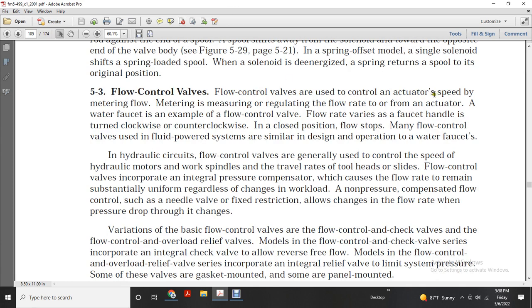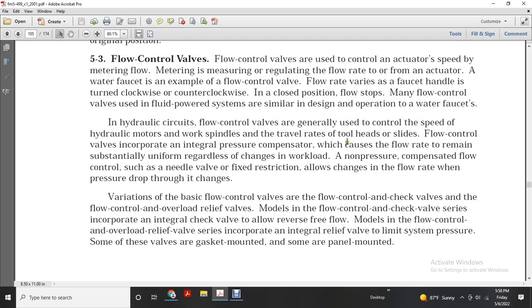Alright, flow control valves are even the control of the actuator speed with the metering fluid, with the metering measure with the regulating flow rate from the actuator. With the water faucet as an example of the flow control valve with the flow varied with the faucet with the hand, with the turn clockwise, counterclockwise, closed position flow stop, with the manual flow control valve with even the fluid power system, similar design and operation of water faucets.